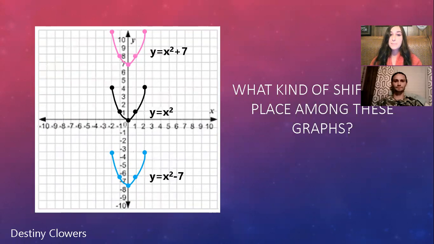In the past, we learned that the x-axis represents the horizontal line and the y-axis represents the vertical line. Since these graphs are identical to each other, they're just shifted up and down, which means they're shifted vertically. This means that this is a vertical shift.